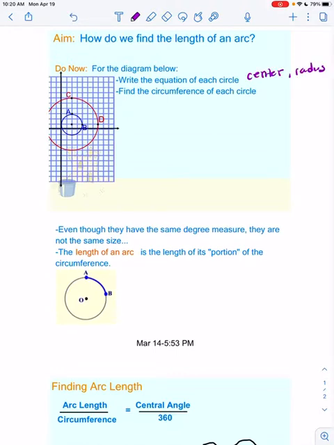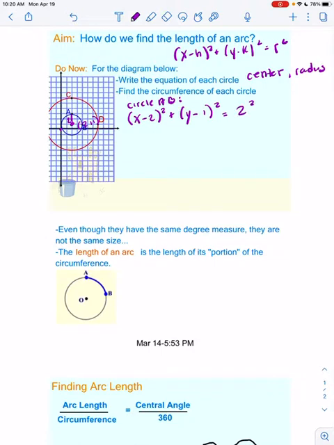Looking at the first circle, actually both circles, the center is the same. The center is 2, 1, because here's the origin, 2, 1. Now the radius for AB is 2. So for circle AB, remember the general equation, x minus h squared plus y minus k squared equals r squared. H and k are your center, r is obviously your radius. So for circle AB, it's going to be x minus 2 squared plus y minus 1 squared equals 2 squared. And if you want, you can change that to 4.